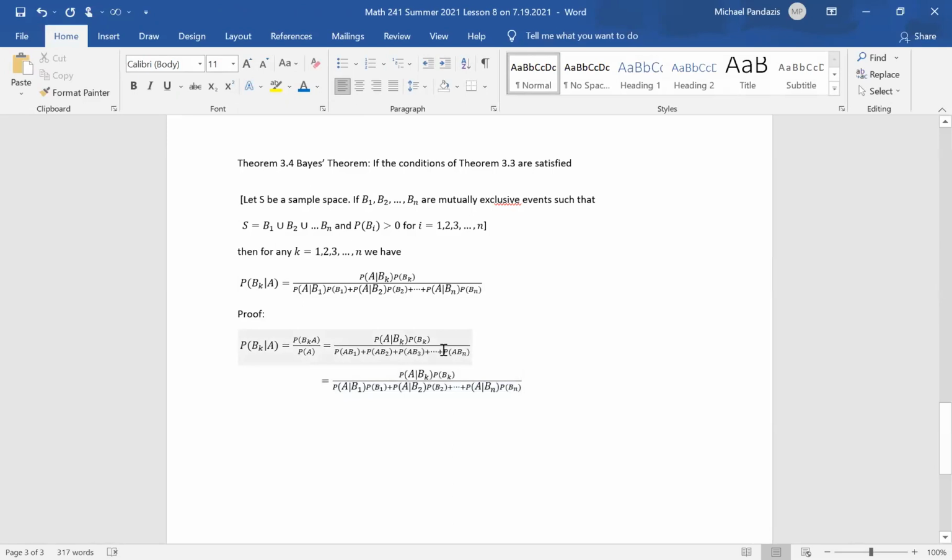See that? So this probability is the same as this one. It's the same as this one, right? And so now we have that this is equal to that, and we're done. Proof. Okay, so that's the proof of Bayes' theorem.